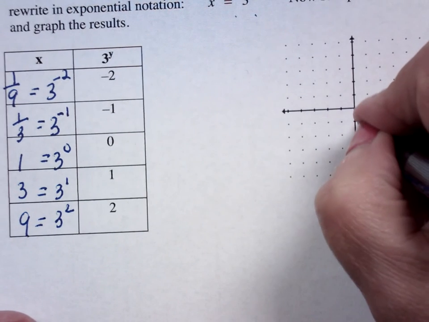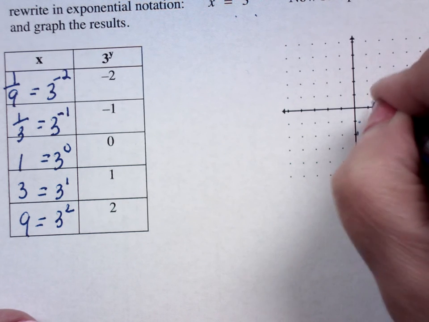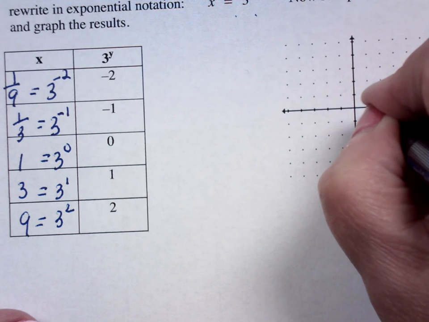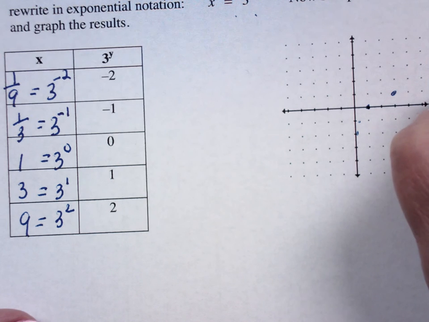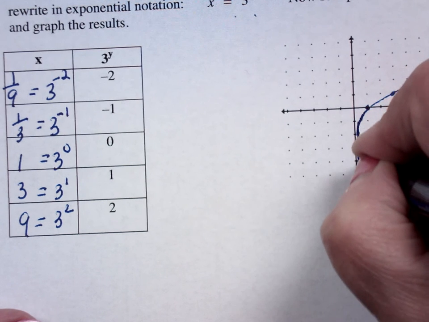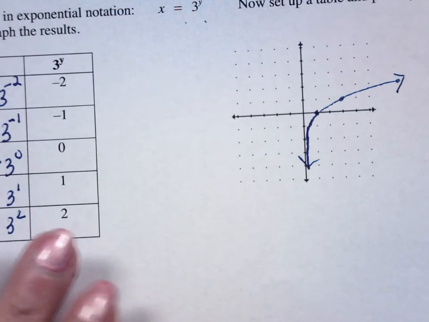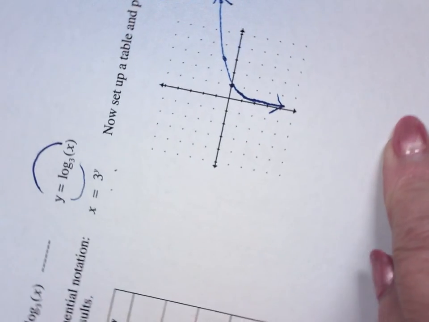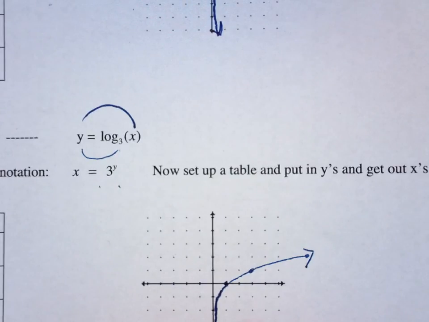And he looks just like the other guy. 1/9, negative 2, 1/3, negative 1, 1, 0, 3, 1, and I go out here to 9, and it's going to be 2. Here are the dots. Now he bends in. He's going to ride down along the y-axis and does not cross over the y-axis. And see, if I were to flip him 90 degrees, that means I flip x and y. Does he look like the exponential? Sure.